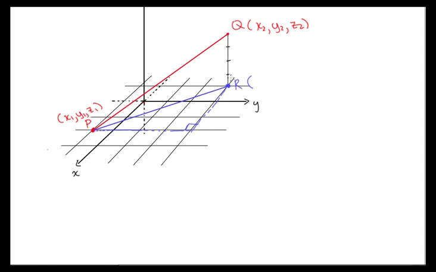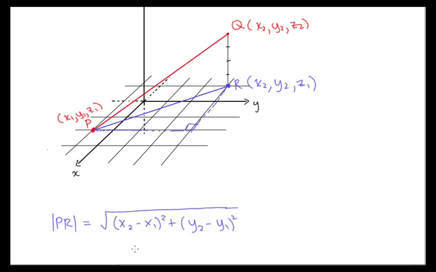So this is x2, y2. And now what's the z coordinate for point R? We changed that so that it would be the same as the z coordinate for point P. So this is z1. Okay, so now as we take our distance from P to R, we have the square root of (x2 minus x1) squared plus (y2 minus y1) squared. That's that 2-dimensional distance. Okay, now how are we going to get from here to the distance PQ? So this is the distance PR.